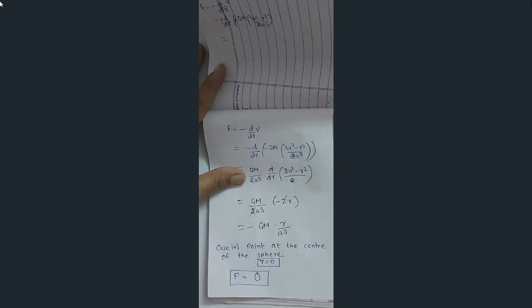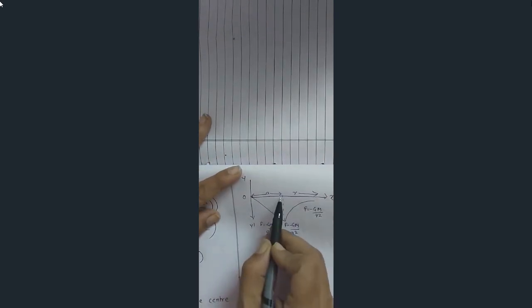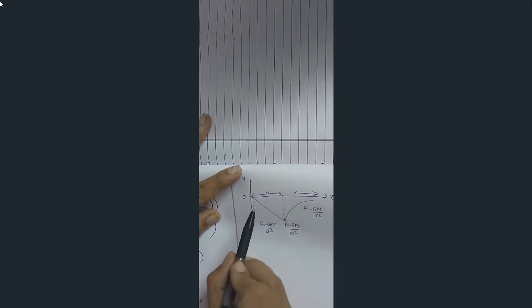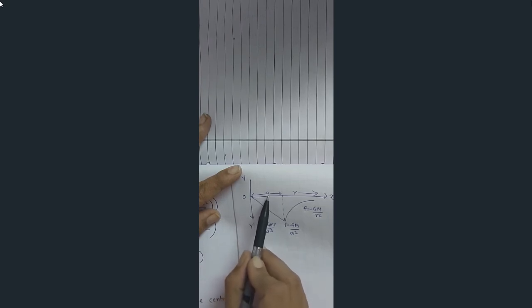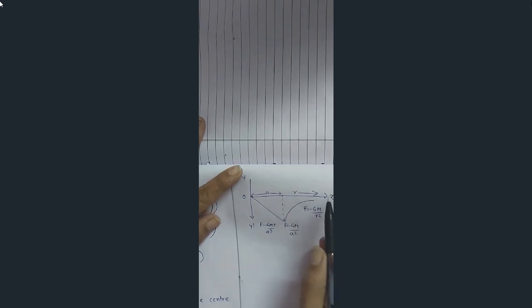Now, we will plot the graph. Here in this diagram, this denotes x-axis. This is the radius A, and if the point is on the surface, till the distance is equal to A, F is equal to minus GM upon A square when it is on the surface. Below that, it is F is equal to minus GM r upon A cube, and above the radius A, if a point is outside the sphere, then F is equal to minus GM upon r square.